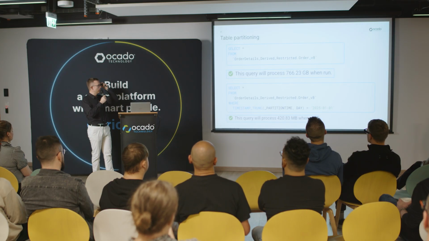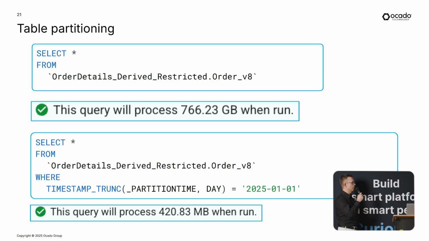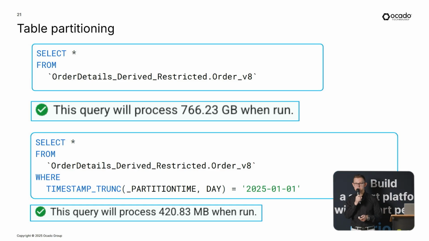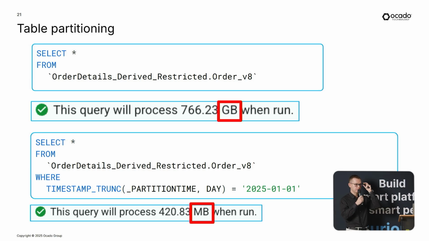Real-life example, one of our tables with some information about orders. Full table scan is 766 gigabytes of the data. So if you scan it, you need to pay for it. But with partitioning applied, if you are interested in only a single partition, you reduce the volume of the data to 420 megabytes. So from gigabytes to megabytes. So if you are running some daily reporting, etc., it's always worth it to partition the data.